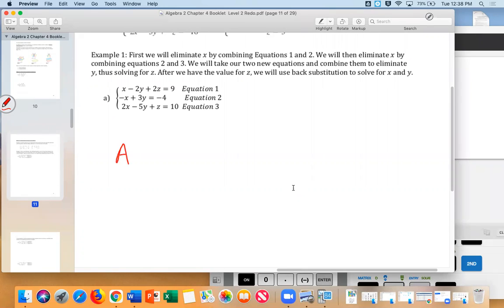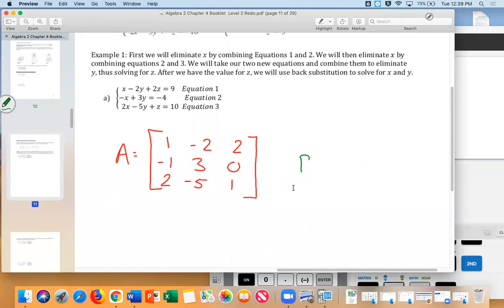This is the A matrix. The A matrix will be 1, -2, 2. See it? 1, -2, 2. Do you see that? Yes. The second row is -1, 3, 0. Why is it 0? There's no variable there. Here is the third row: 2, -5, 1.